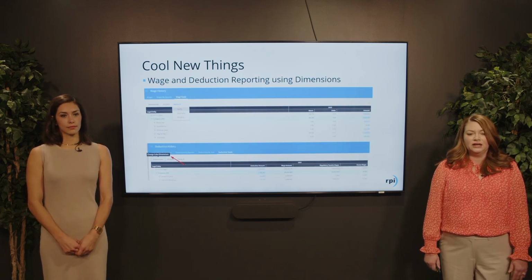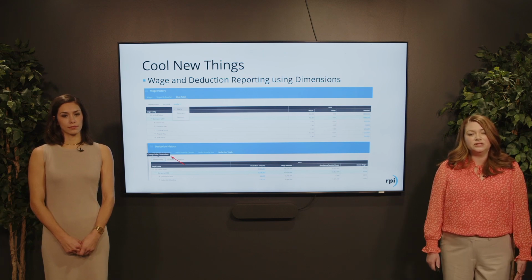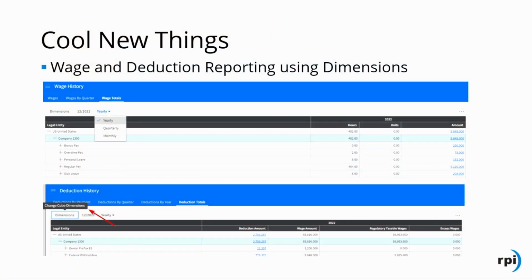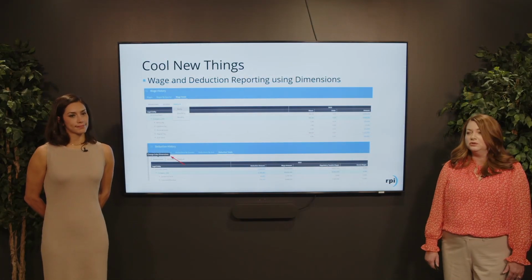Another reporting area that's really been interesting to use and is really powerful is the reporting for the wage and deductions using the dimensions. It allows you to divide the data up in a lot of different ways, whether that be annual, quarterly, monthly reporting. It also allows you to change the dimensions and report from a top down, so from a company level down to the deduction level, or from the deduction level down to the company level. So if you wanted to see how a specific deduction was broken out among your different entities or your organization units, you can do that as well. So we find that this is a great tool to use, especially for your reporting.